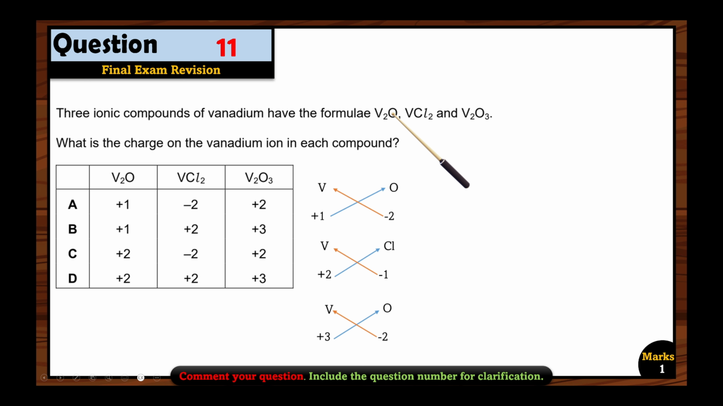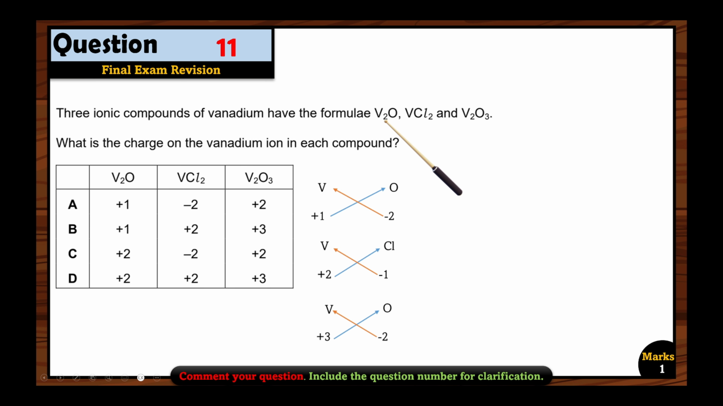Now let's see over here. If you see this formula V2O, the O is for the oxygen, right? Oxygen is -2, and then oxygen doesn't have any number here. It means V is 1, right? So that's why the charge on V will be +1 because it's an ionic compound.